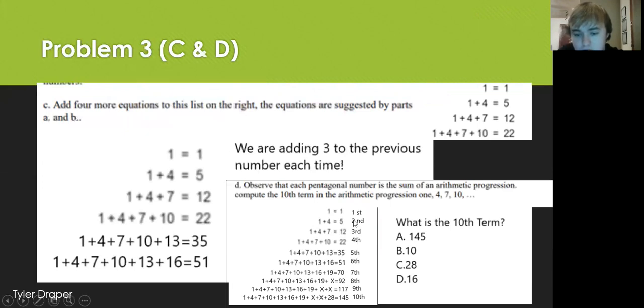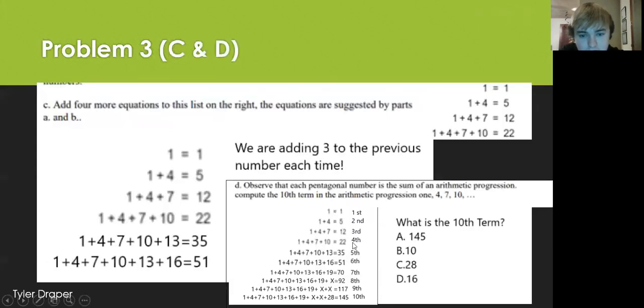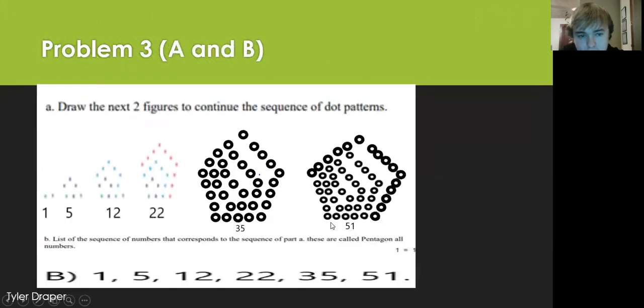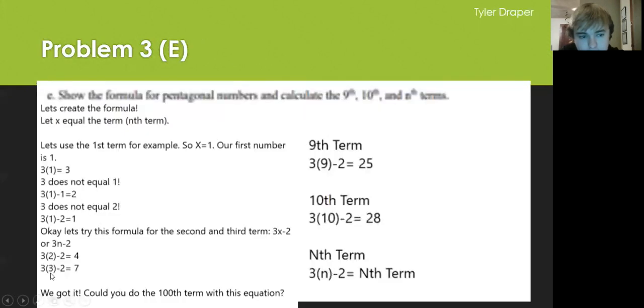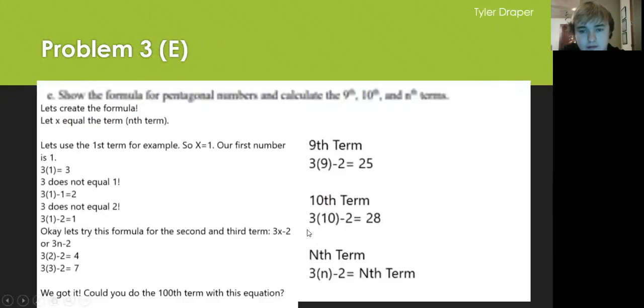3 times 2 minus 2, so our second term should equal 4. There it is, that equals that. And then 3 times 3 minus 2 should equal 7 for our third term. So our third term should equal 7. All right, looks like we got it.